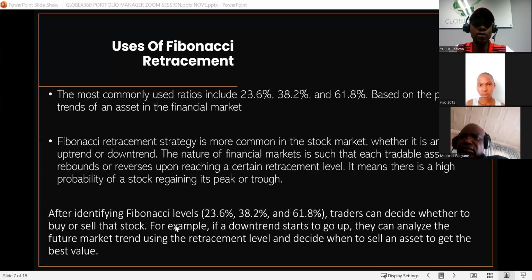After identifying the Fibonacci levels, traders can decide whether to buy or sell that stock. For example, if a downtrend starts to go up, they can analyze the future market trend using the retracement level and decide when to sell an asset to get the best value.